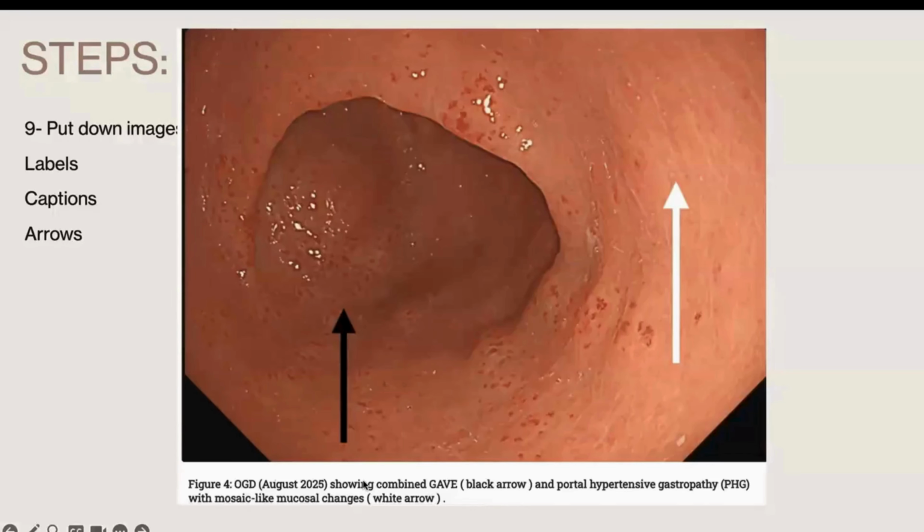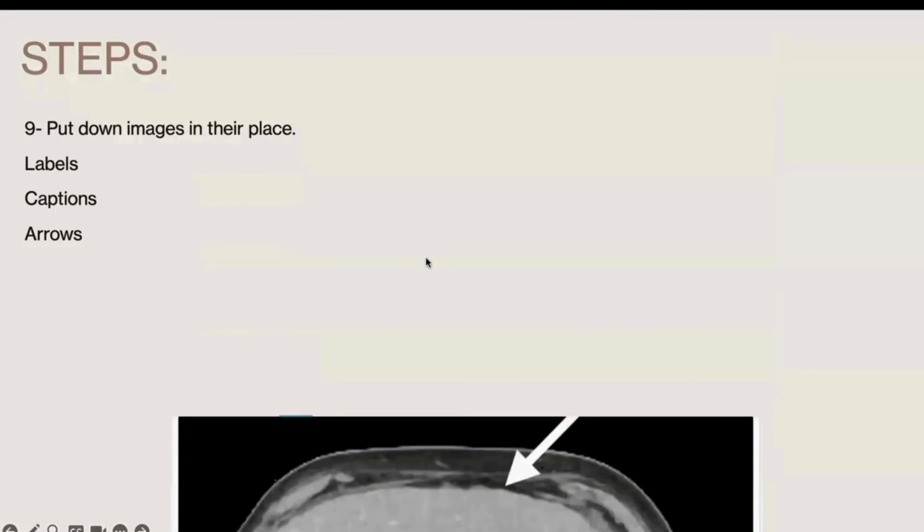Meanwhile, the other photo here, again, label and caption. You don't really have to do that, but it's good practice to use two different colors, two different arrows, just because I'm pointing at two different pathologies here. So you do have the black arrow here pointing towards the GAVE, and you do have the white arrow here pointing towards the BHG. Again, this is one of the things I didn't do and was a mistake.